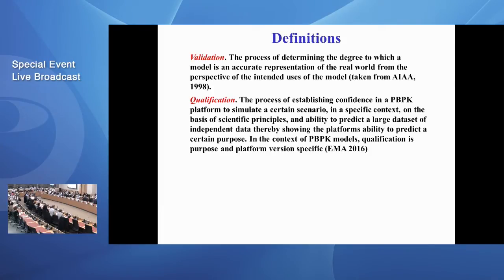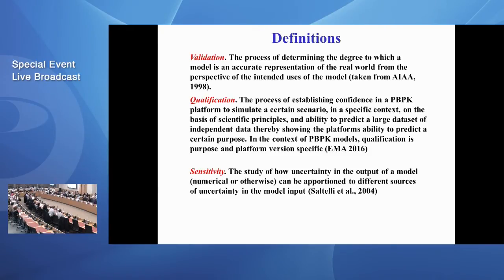So here we have one of validation, which tends to be used by the control engineering people. The process of determining the degree to which a model is an accurate representation of the real world from the perspective of the intended uses of the model. And Inya sent me that particular definition. One day I'll look up what AIAA stands for. And then we have qualification, which we've been talking about today, and this is the EMA definition. I won't read that out.